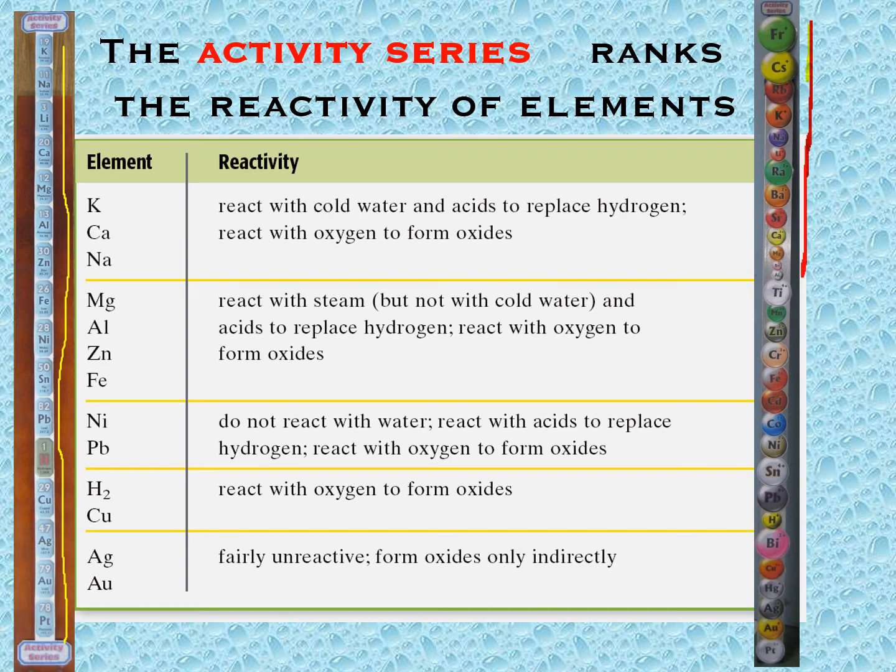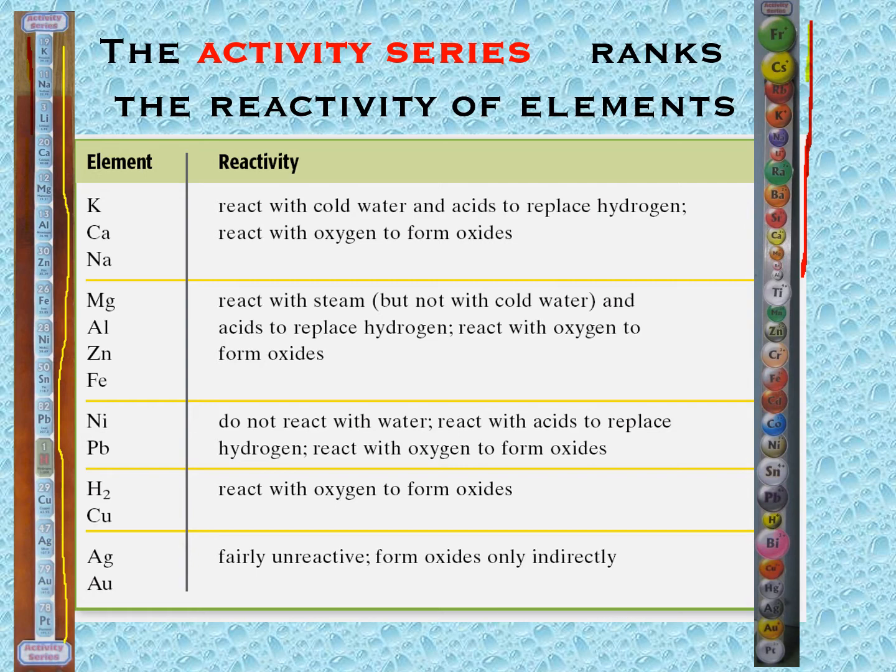So really the easy way to remember the activity series, the order it goes, is think the alkali metals are on the top. Look on the left side, you can see that again. The alkali metals, potassium, sodium, lithium. Then you've got calcium, magnesium. Those are alkaline earth metals.